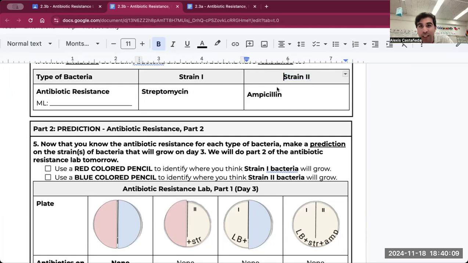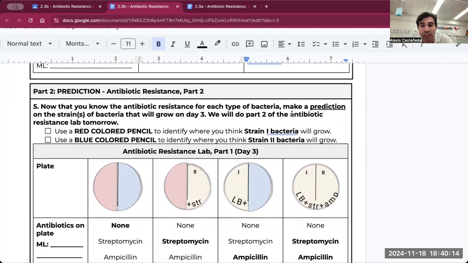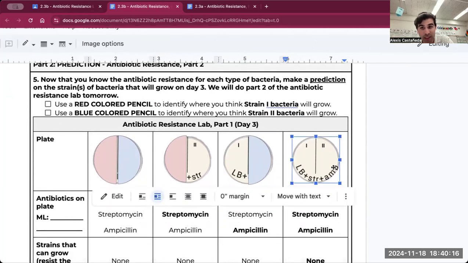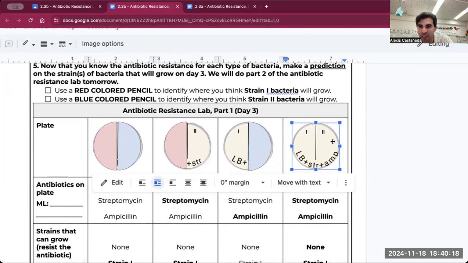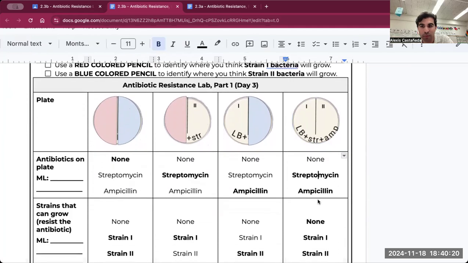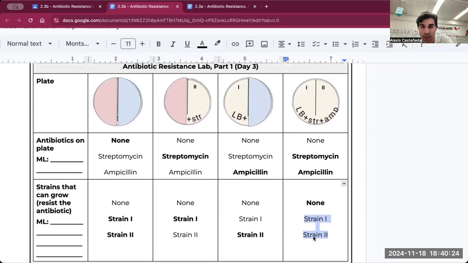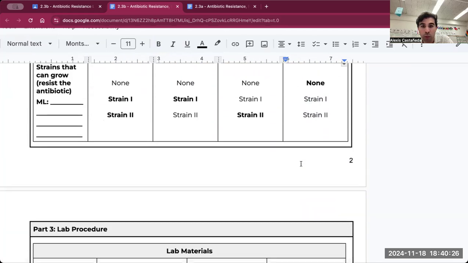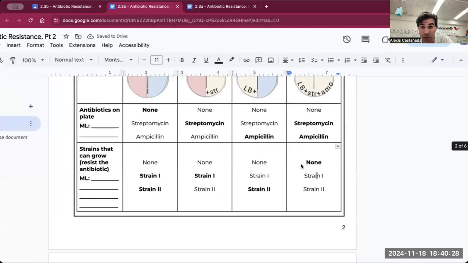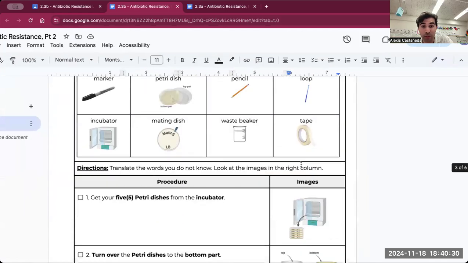Strain 2, on the other hand, is resistant to ampicillin. It is not resistant to streptomycin. Since this plate also has streptomycin on it, then I should probably predict that the second one will also not grow. So basically, we shouldn't see any growth on either of those plates if we are correct. So what we're going to do is actually look at our results. We're going to see if we were right with our predictions.